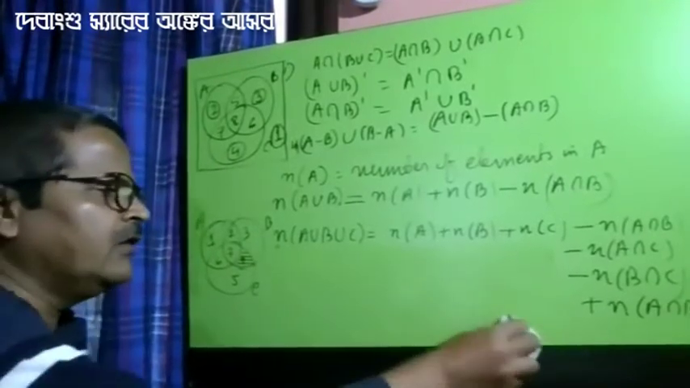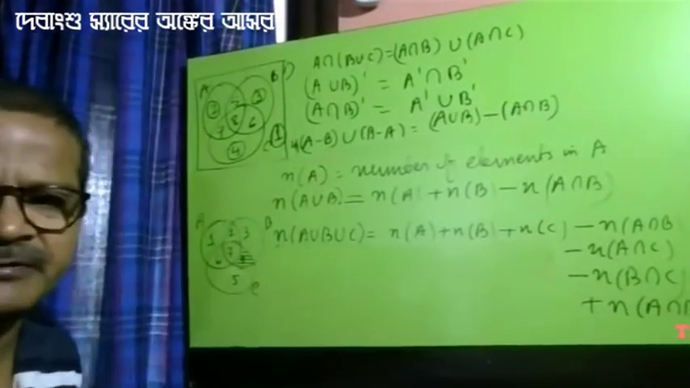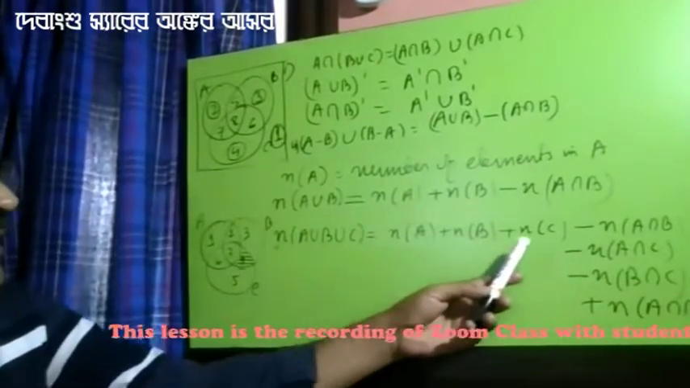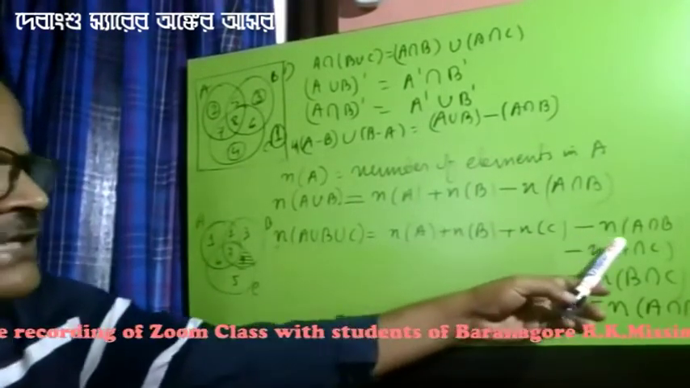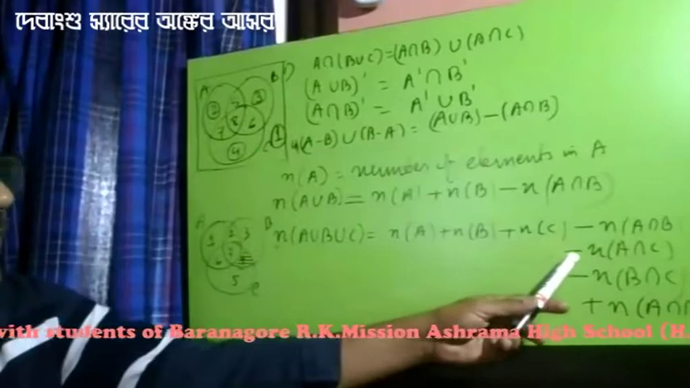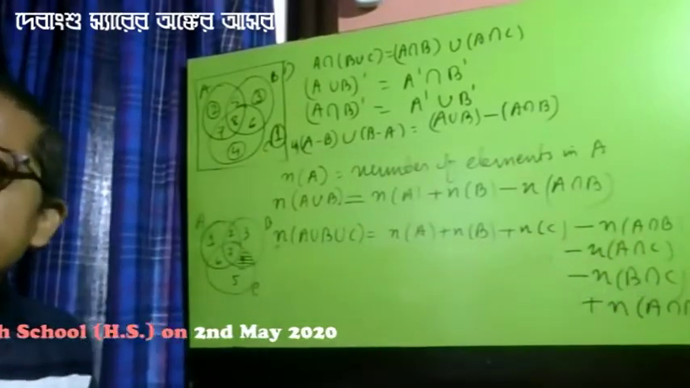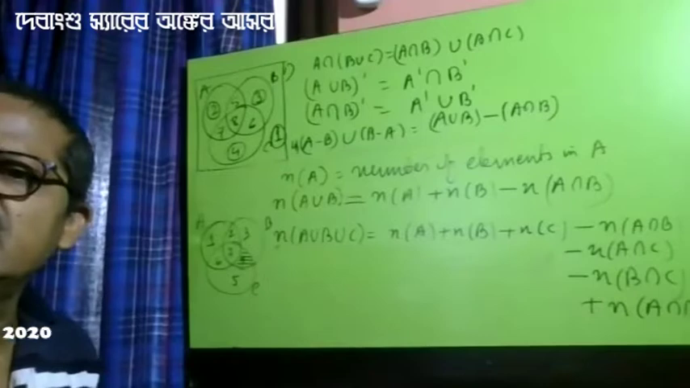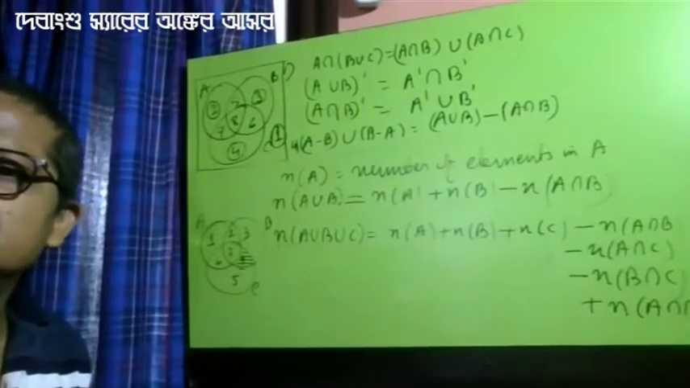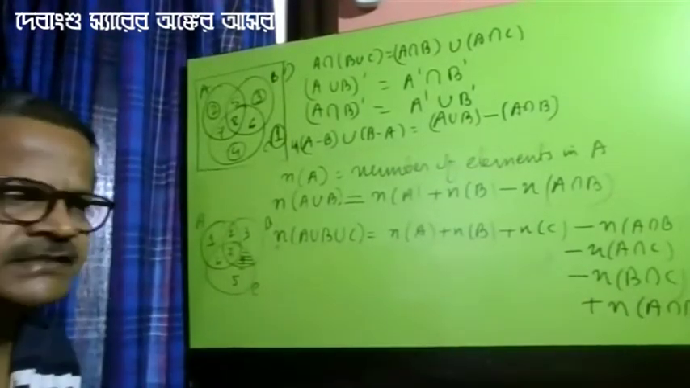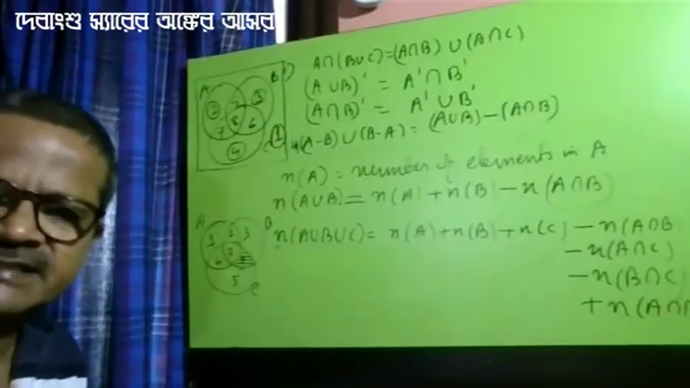So n of A union B union C is equal to n of A plus n of B plus n of C minus n of A intersection B minus n of A intersection C minus n of B intersection C, and then add n of A intersection B intersection C.